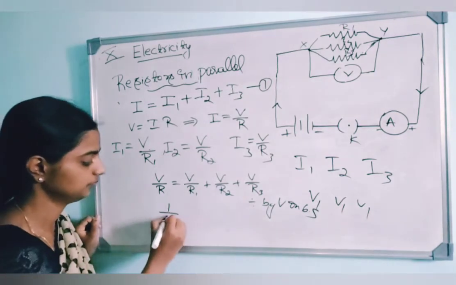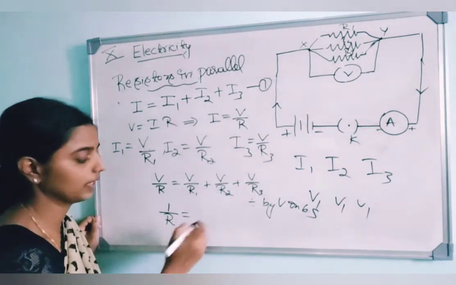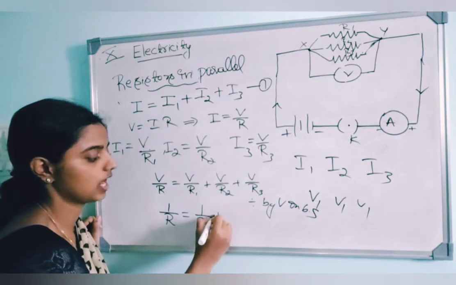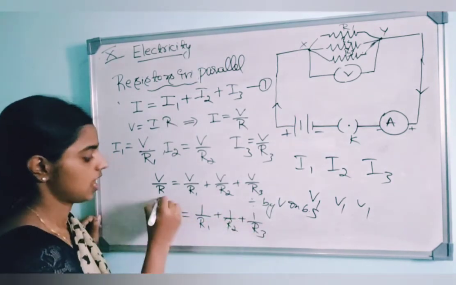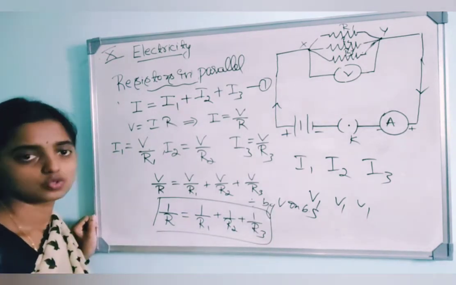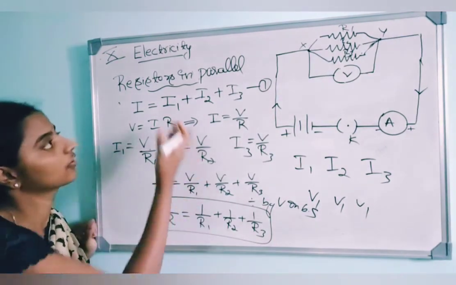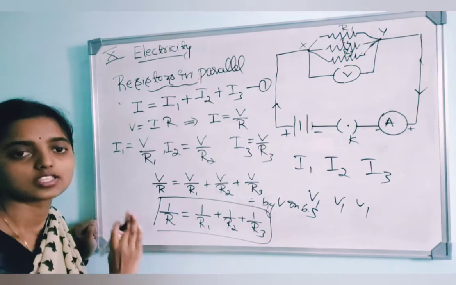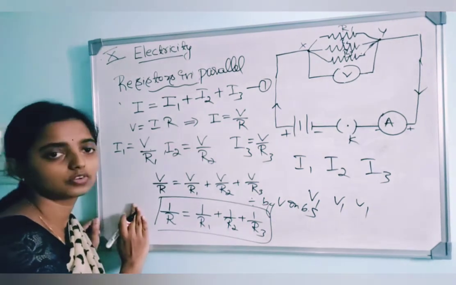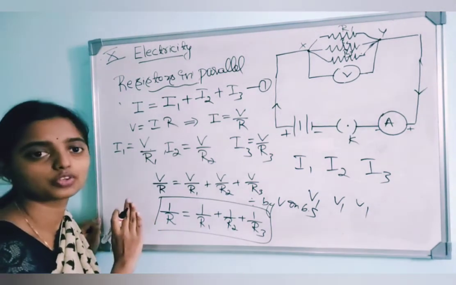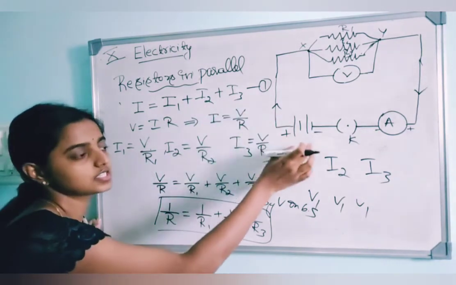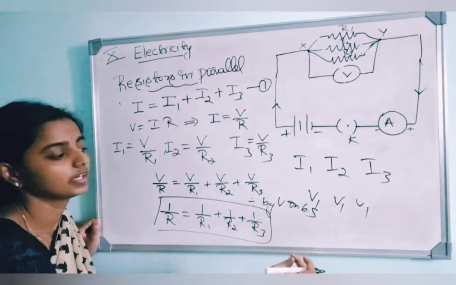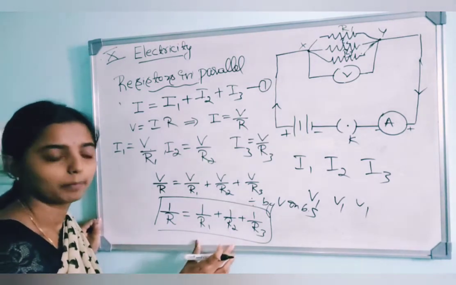We will get 1 by R is equal to 1 by R1 plus 1 by R2 plus 1 by R3. So, this is the main equation for resistors in parallel. Once you have understood, there is no need for revision. It is not at all necessary for you to revise. It is very simple. If you know the basic concept, which one is constant in series and parallel, you can keep on deriving yourself until you get the main formula.